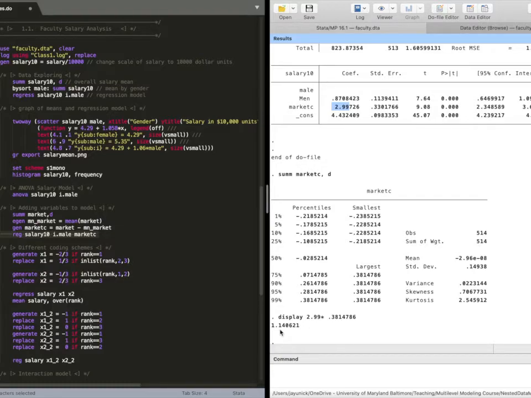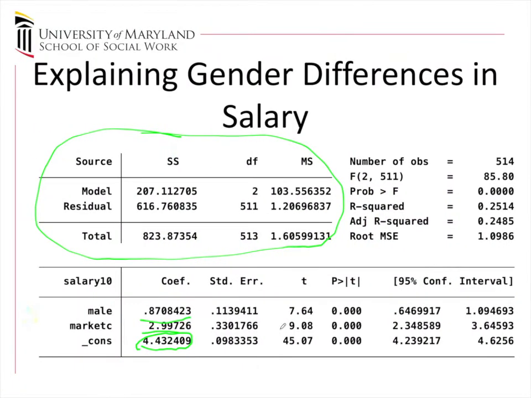Now we could change the scale. For example, we could multiply that centered market variable by 10 or something like that to change the scale, and make it meaningful in some way. I don't know how meaningful it is in this context anyways, but that's how one would interpret the market condition's effect on salary.